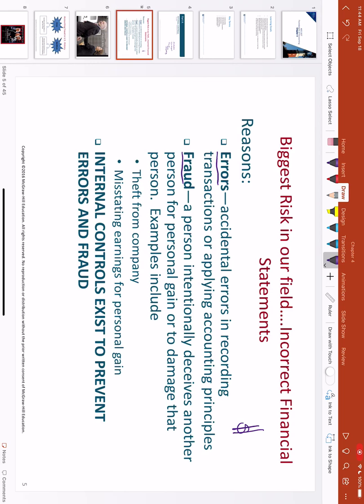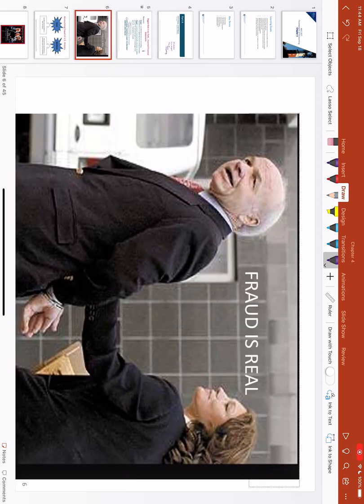And again, we talked about fraud. Fraud can be theft, and fraud can be misstating. So companies are required to go ahead and put internal controls in place to prevent errors and fraud. So let's talk a little bit about fraud. Right? It sounds theoretical. It sounds like something people wouldn't do, or gosh, wouldn't the auditors catch it? But it's very, very real.